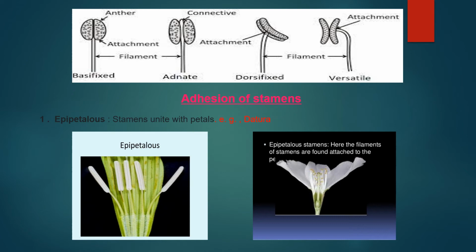So based upon the adhesion of the stamens, we have the first one, the epipetalous. Epipetalous, when the stamens are united with the petals, as in case of Datura. You can see here, where the stamens are united with the petals to form the epipetalous condition, as we see in case of Datura.